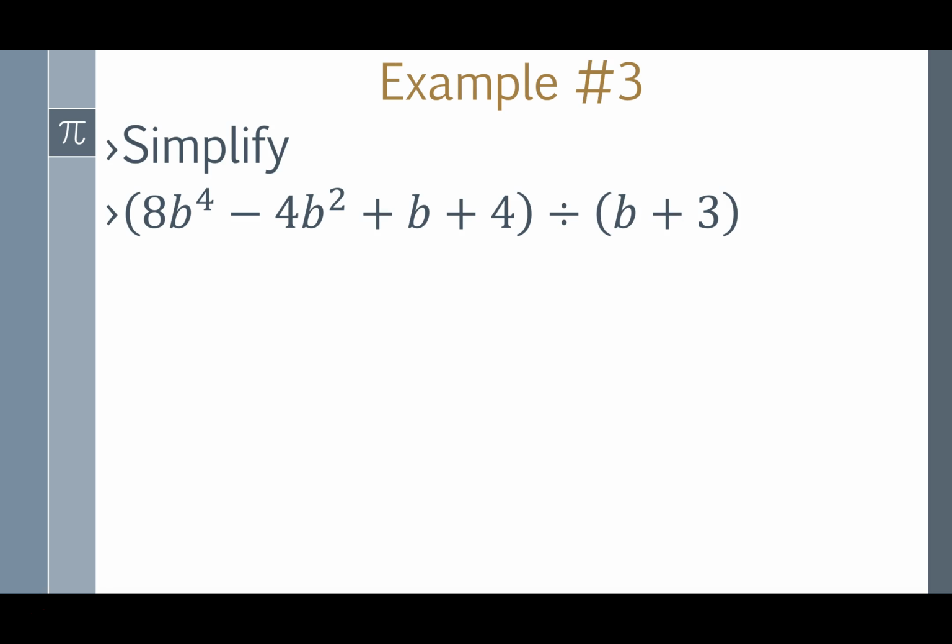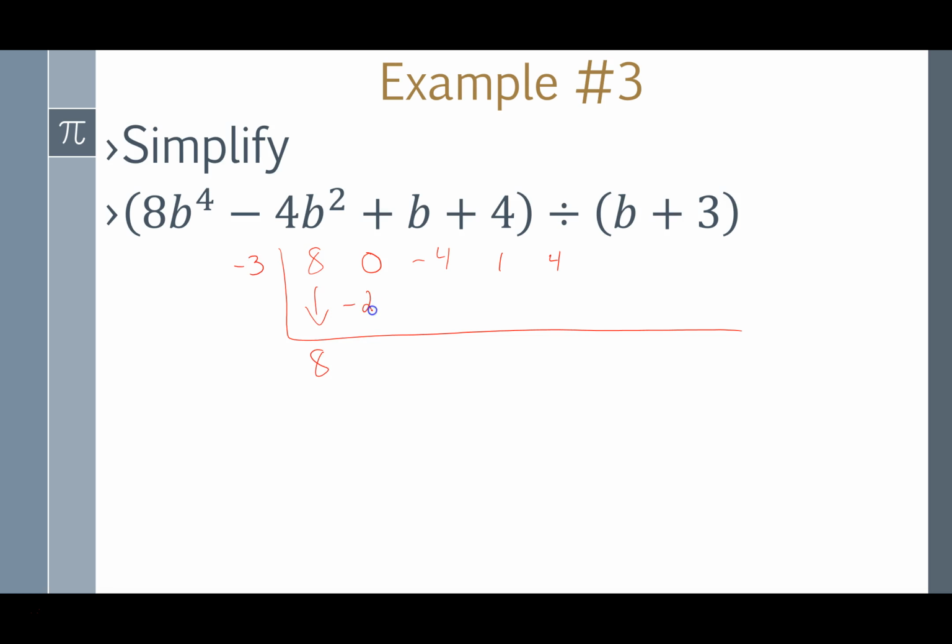All right, let's just work out one last one. So when we set up our L brackets, we're going to have an 8, a 0 for the missing b squared, a negative 4, a 1, and a 4. Let me put the negative 3 on the outside. So we'll carry down the first term.